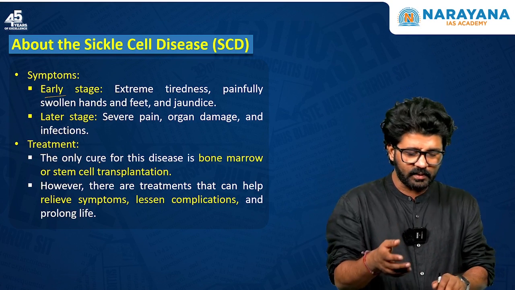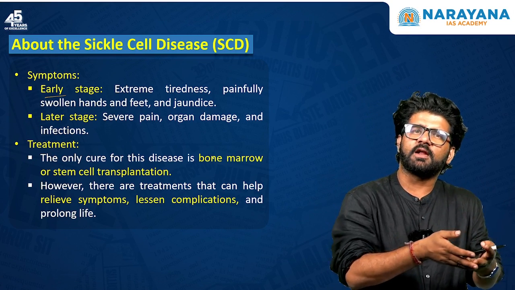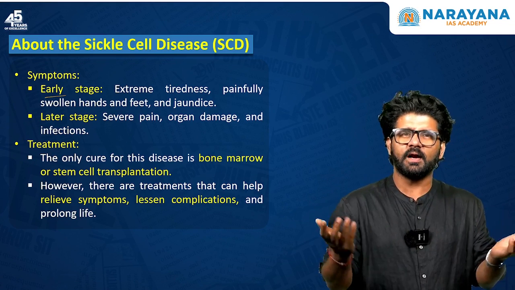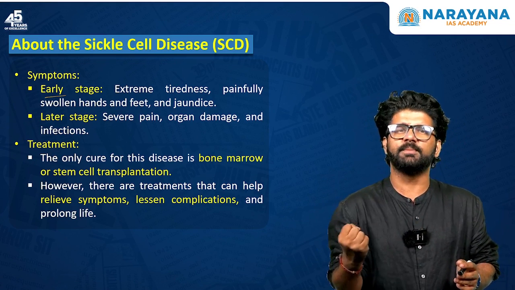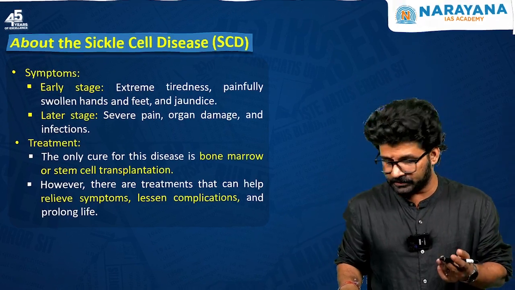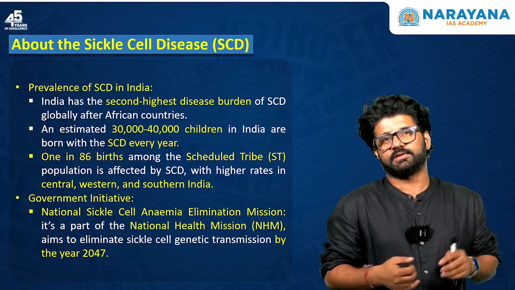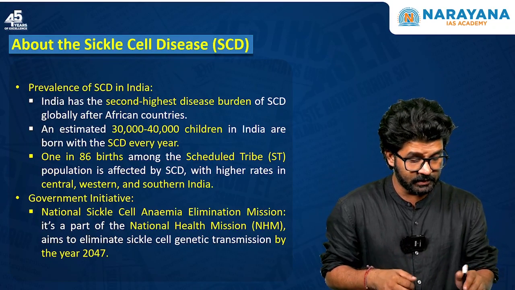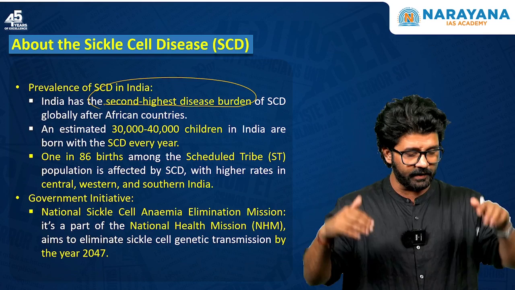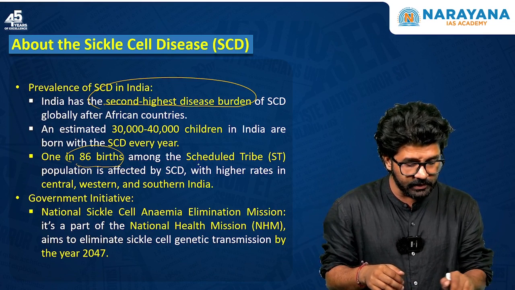Treatment is either you do stem cell transplantation, you remove those sickle cell genes, or there are treatments which can reduce the symptoms, we can reduce the tiredness or the pain, which can lessen the complications, right? And prevalence of SCD, if we talk about sickle cell disease. So India has second highest disease burden. African countries are bearing the brunt of it, but 1 in 86 births among scheduled tribe.